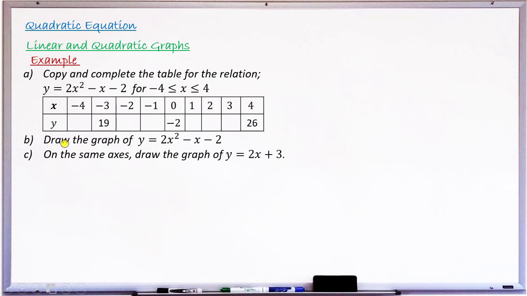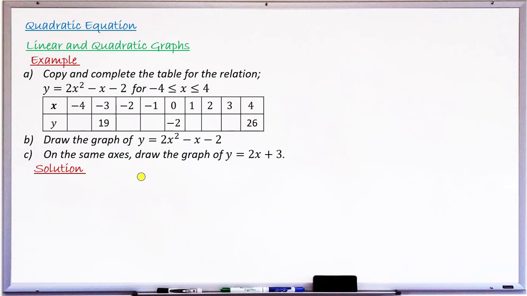Question B says draw the graph of that very equation, y equals 2x squared minus x minus 2. Question C says on the same axis, draw the graph of y equals 2x plus 3. You can see this is a linear equation. So let's see the solution to this problem.